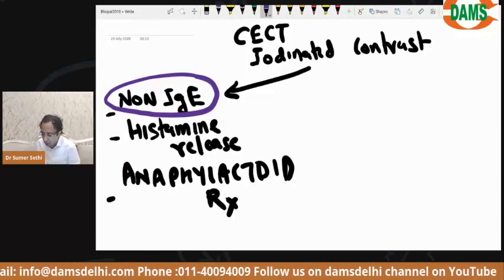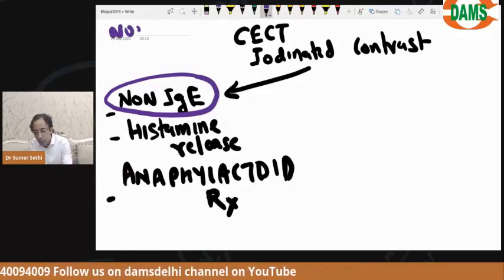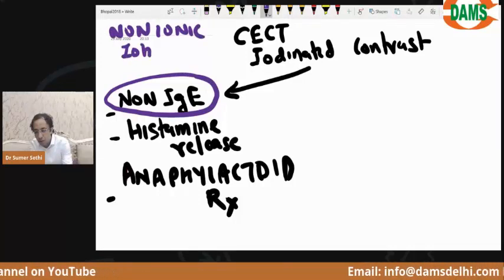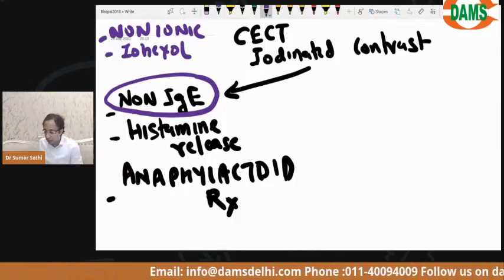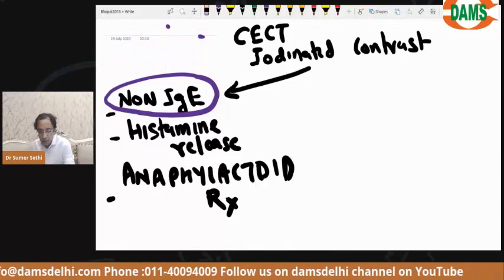So for CT, we prefer non-ionic dyes. Usually preferred is iohexol, also called as Omnipaque. Okay, this is the preferred thing. Okay kids, now clear? Everybody understands? Now see. So please see.